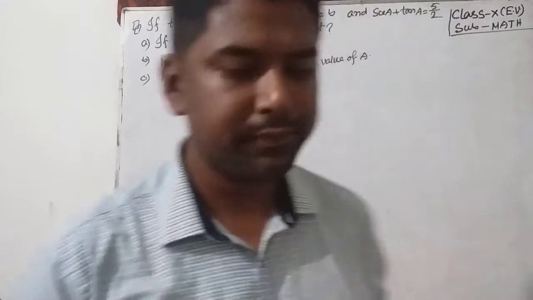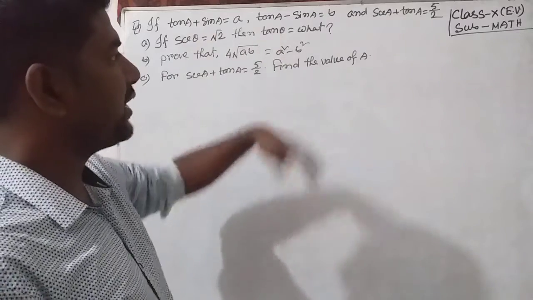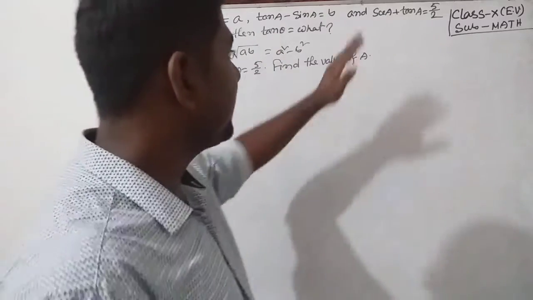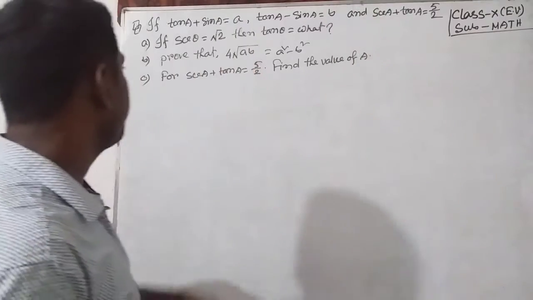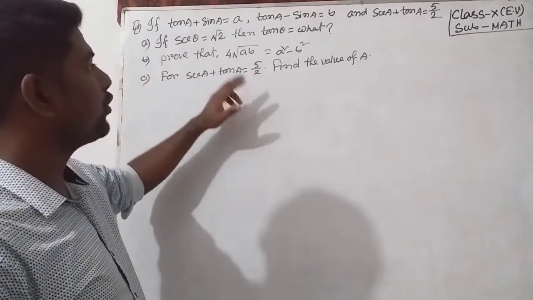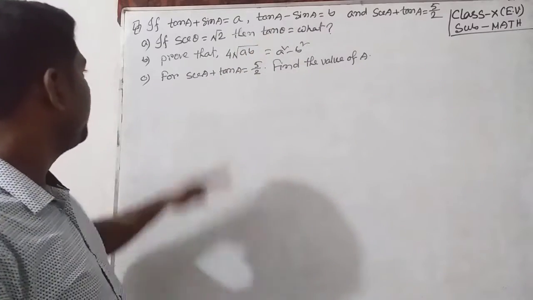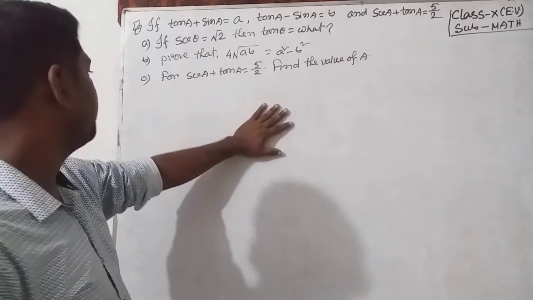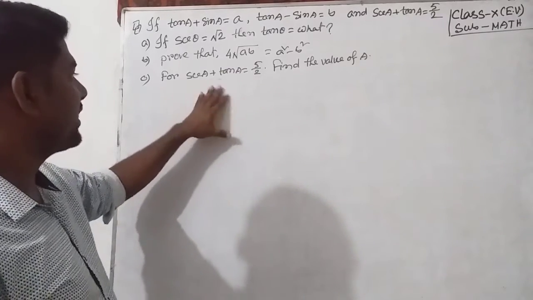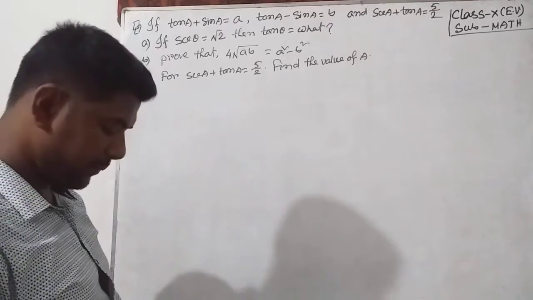My stream is: if tan a plus sin a equals a, tan a minus sin a equals b, and sec a plus tan a equals 5/2. It is my stream of this accuracy questions. Number A, if sec theta equals root over 2, then what is tan theta? Prove that 4 root over ab equals a square minus b square. For sec a plus tan a equals 5/2, find the value of a.